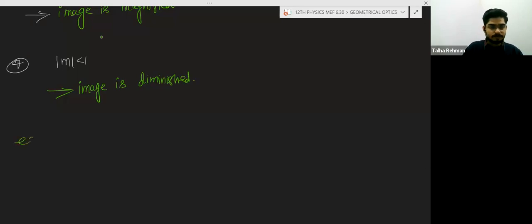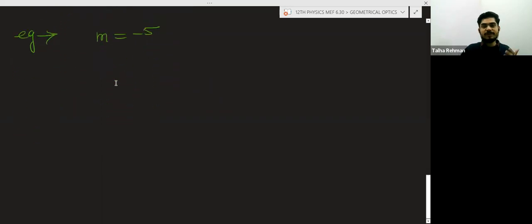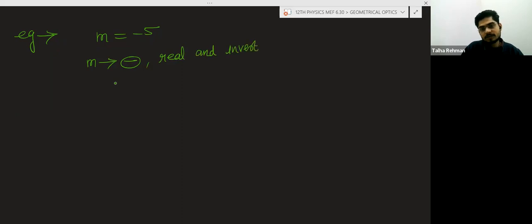For example, if I say magnification is equal to -5, what can you say about the image? First of all, we will check the sign of the magnification. This magnification is negative. So what does negative magnification mean? Real and inverted image. And what is the magnitude of magnification?